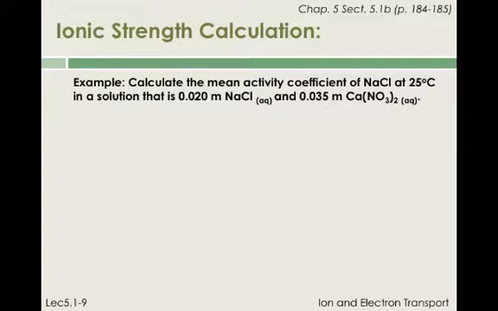As an example, let us calculate the mean activity coefficient for NaCl in an aqueous solution at 25 degrees Celsius, where the solution is 0.020 molal in sodium chloride and 0.035 molal in calcium nitrate. To calculate the mean activity coefficient, we will be using the Debye-Huckel limiting law. So we first need to calculate the ionic strength of the solution.